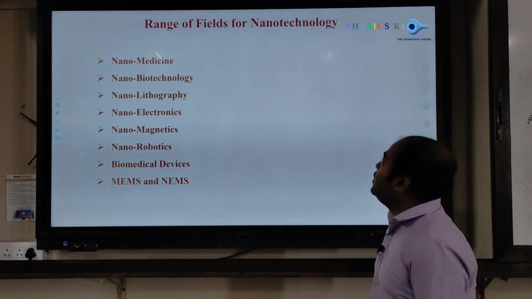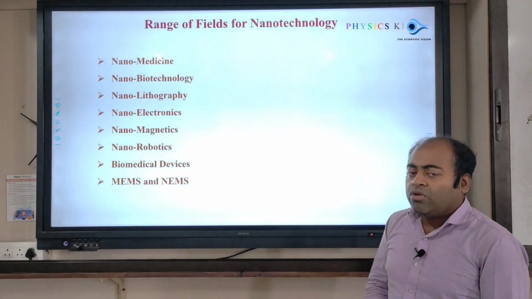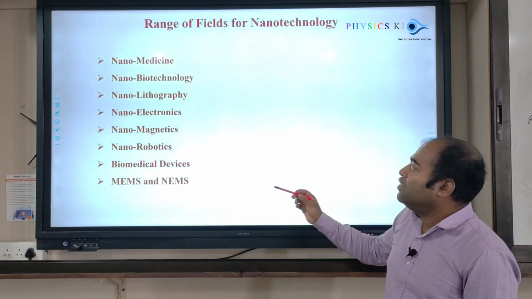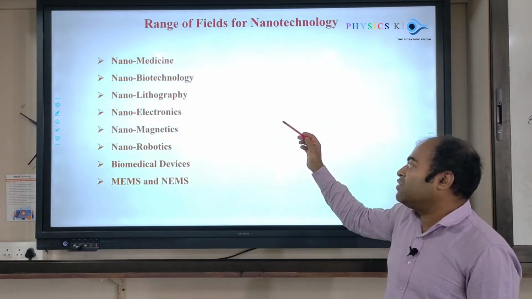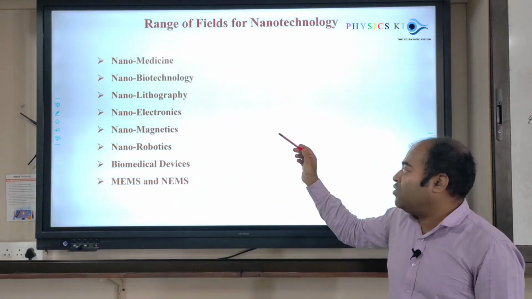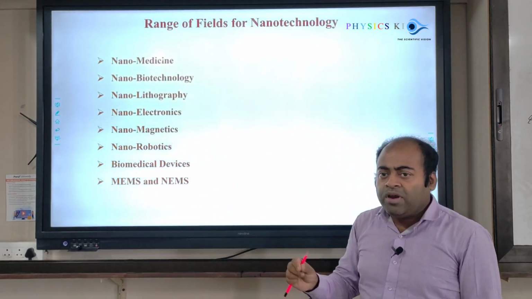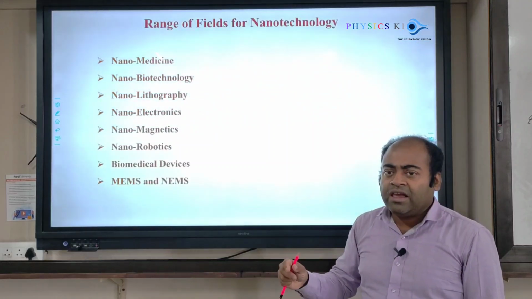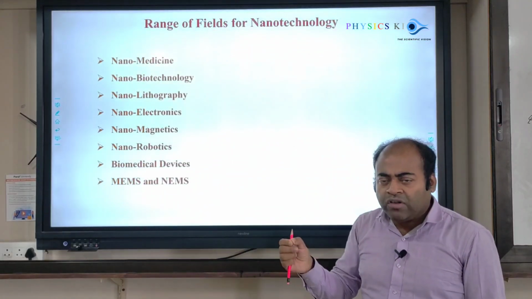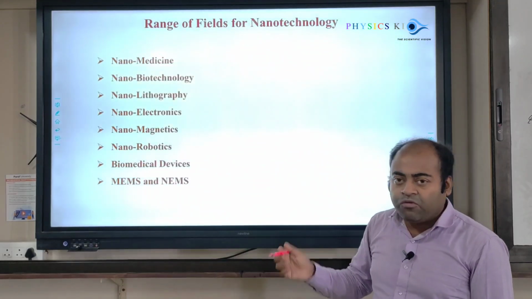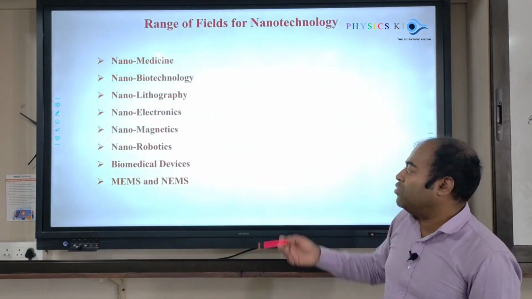Now, the range of fields for nanotechnology. In which fields is nanotechnology used? So nanotechnology has application in nanomedicine, nanobiotechnology, and nanolithography. Nanolithography means to manipulate at a very small scale and to manufacture small structures by actually manipulating the atoms. It can be photolithography or electron beam lithography.